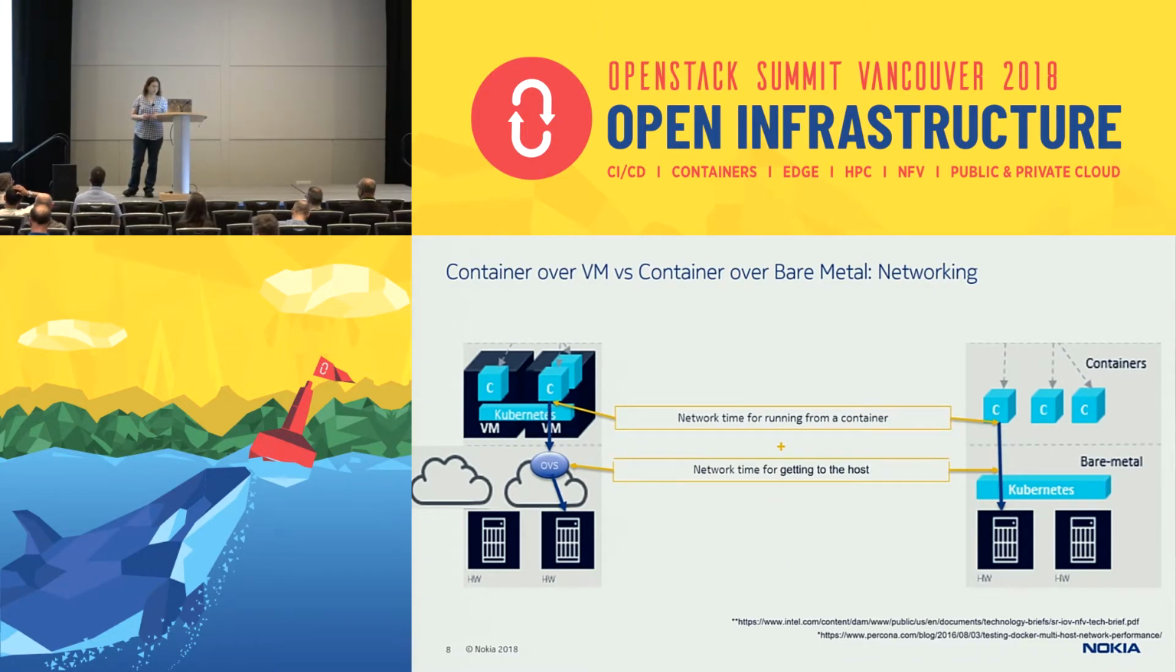When we consider performance, the most important thing to consider is the networking. The CPU is almost not affected by running on a VM. The networking has two parts: one is the networking between the container and the VM, and one between the VM and the host.